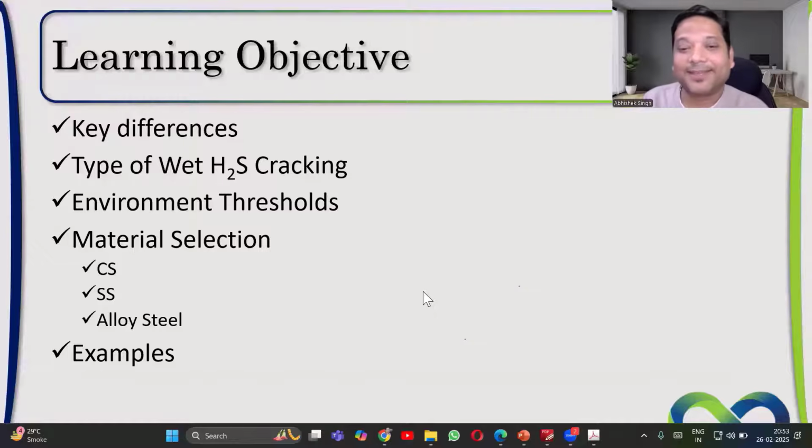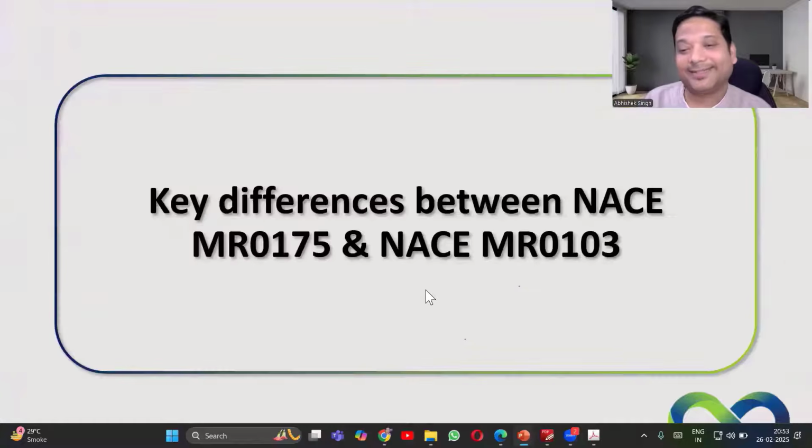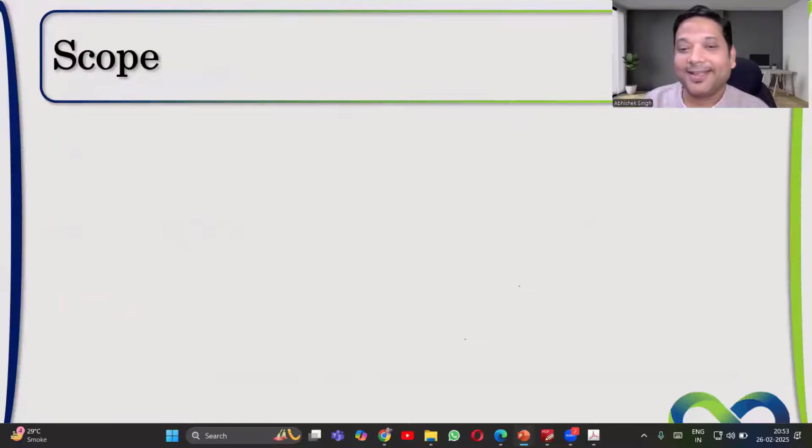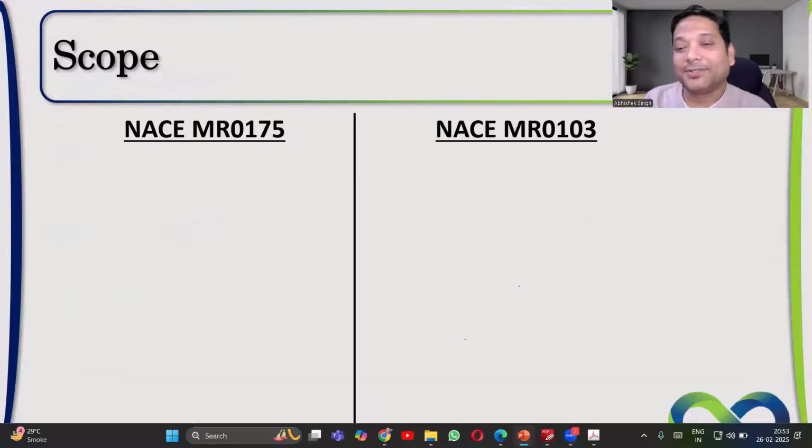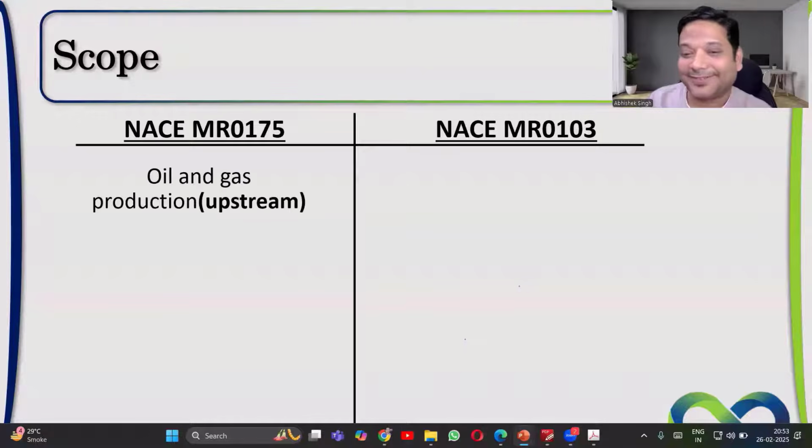Great. So let us start with the first point, key differences. First, the key differences in terms of scope. Can you tell me, in terms of scope, what is the difference between 0175 and 0103? One part we have already covered. In terms of scope, NACE 0175 is applicable for upstream, which is nothing but production. So oil and gas production, upstream.